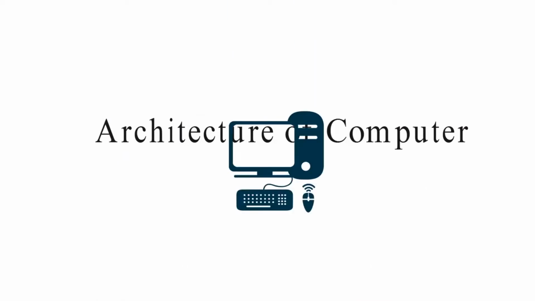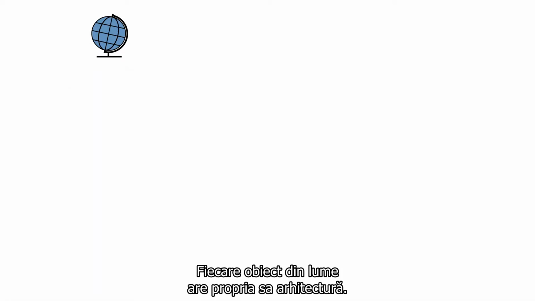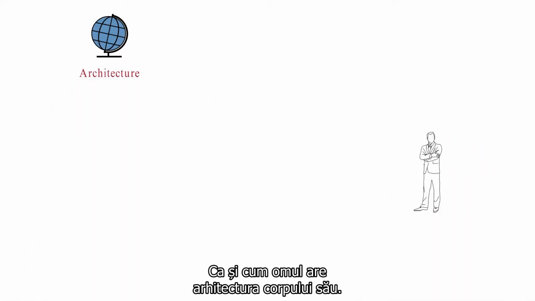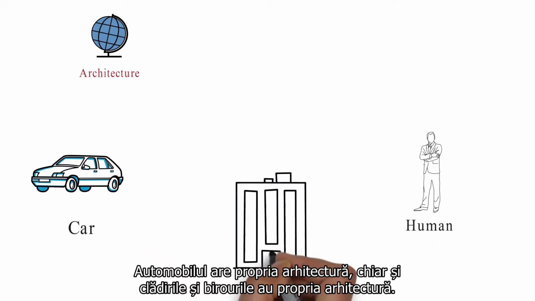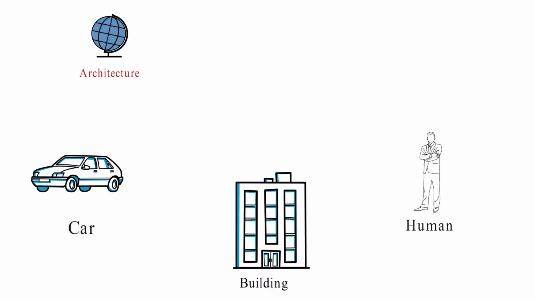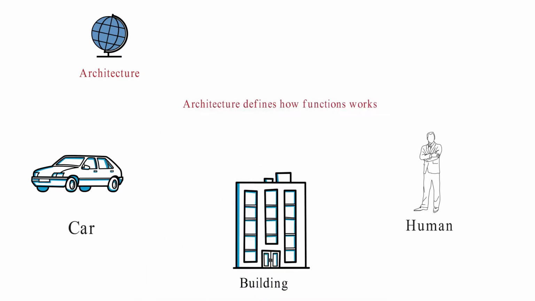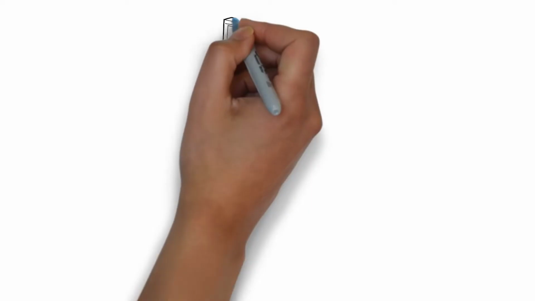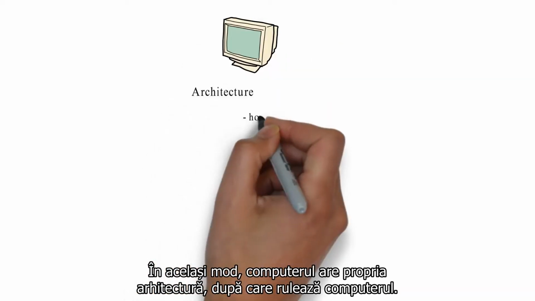Architecture of computer. Every object in the world has its own architecture. Like a human has its body architecture, a car has its own architecture, even buildings and offices have their own architecture. Architecture defines how a function works. In the same way, a computer has its own architecture, on which the computer runs.